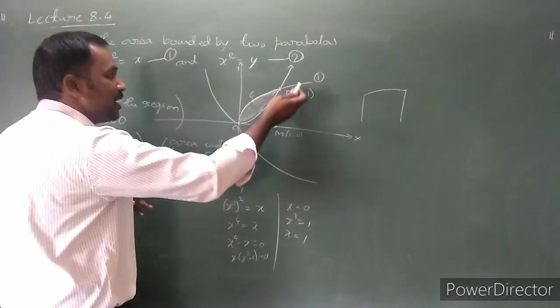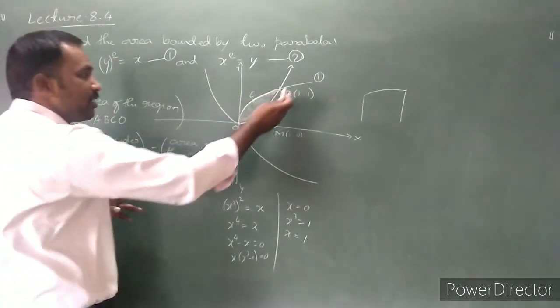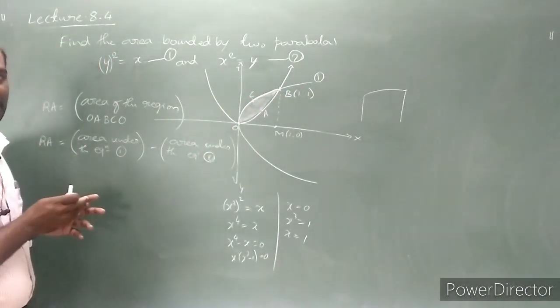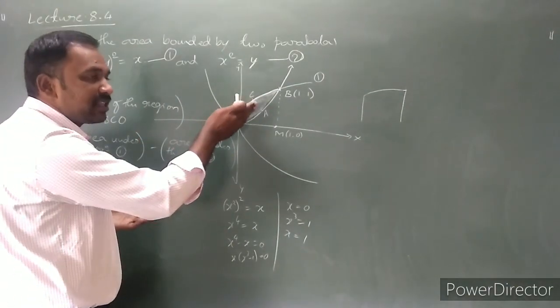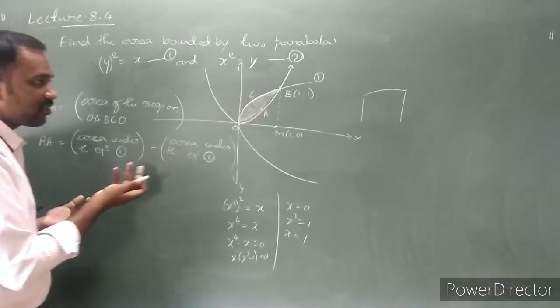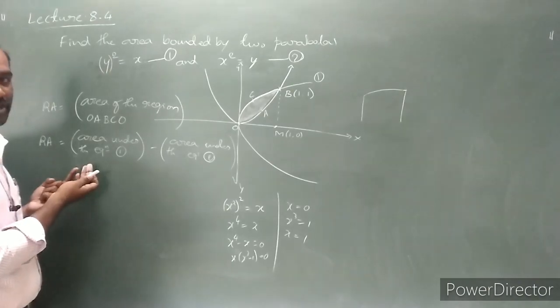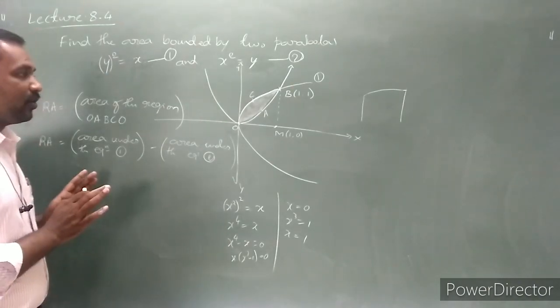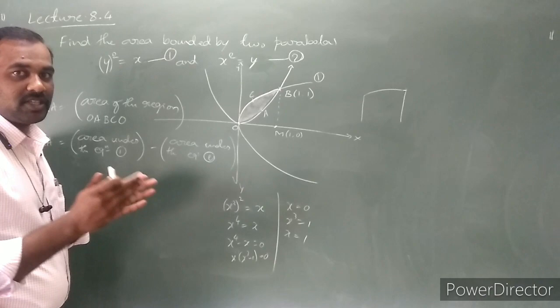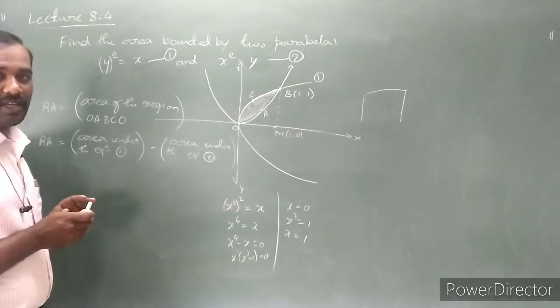Instead of writing O, B, A, C like that, I just wrote O, A, B, C, O in this manner. If you need, you can write the letters, or write in terms of equations. Whichever is convenient to you, that method you can apply.